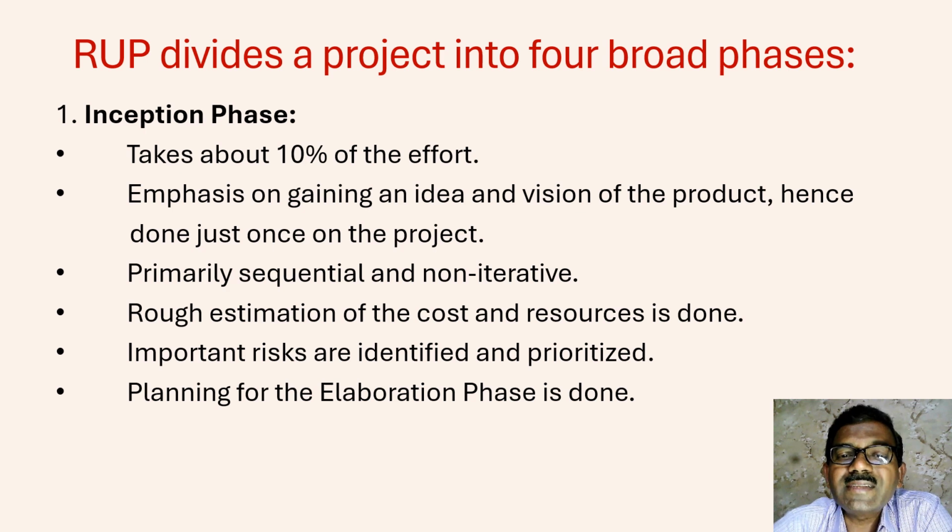So what is happening in the initial inception phase? It takes about 10% of the efforts, emphasizing gaining an idea, a vision of the product, hence done just once in the project. So it is like scope and requirement analysis, which is the initial phase. It is non-iterative, it is the initial requirement, so it is not going to be repetitive much. Once the requirements are frozen, only then are we moving ahead. Rough estimation of the cost and resources is also done in this inception phase. Once the scope is well defined, important risks are identified and prioritized. All this is done in this phase. Planning for the elaboration phase is also done. So this is what the 10% efforts will take in the inception phase.